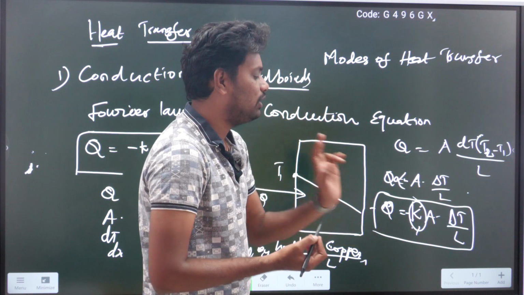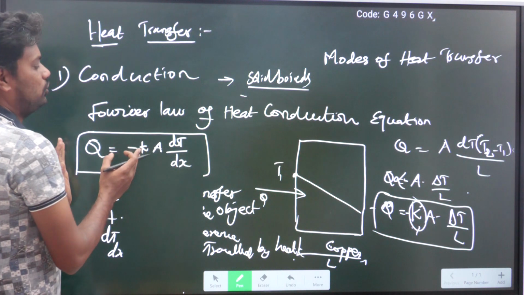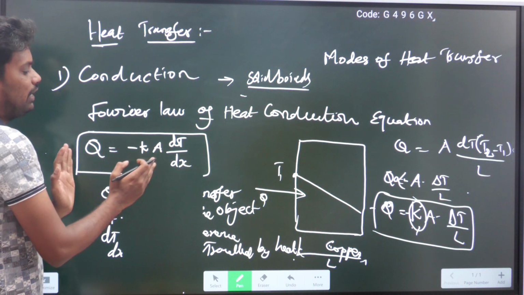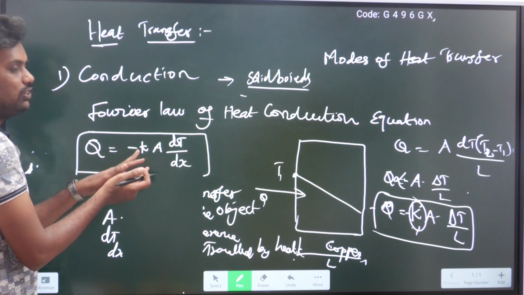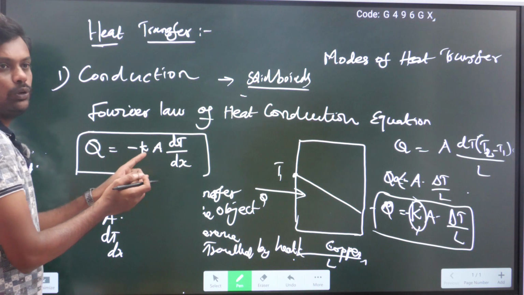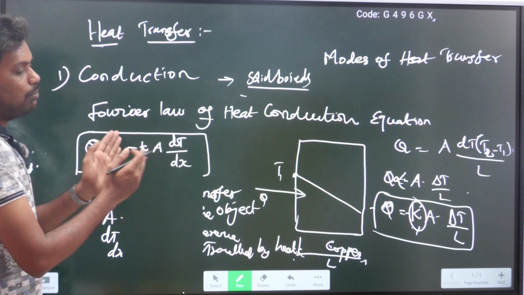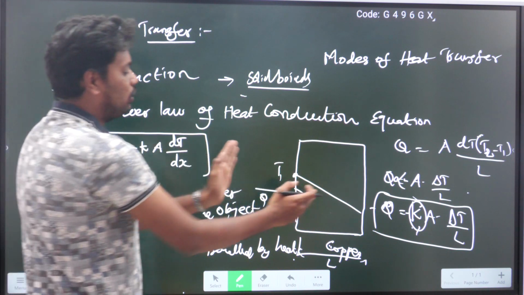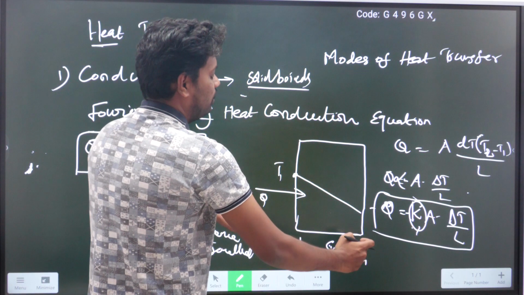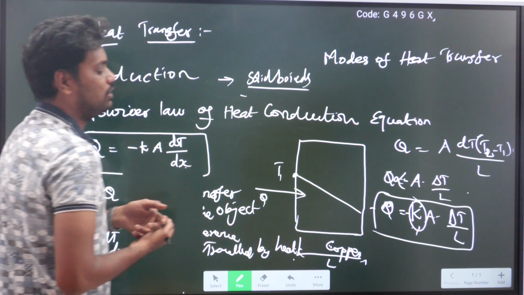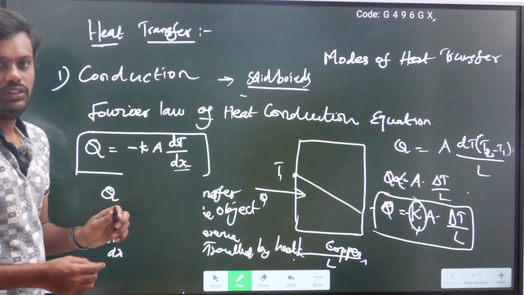So this K value is nothing but the thermal conductivity of the material. This is the governing equation for conduction, which is Q equals minus K A dT by dx, where K is the thermal conductivity of the material, a constant value that will vary with respect to the material, and A is the cross sectional area of the object. Delta T is the temperature difference between the two planes of the wall, and dx or L is nothing but the distance traveled by the heat. So this is the Fourier law of heat conduction equation.